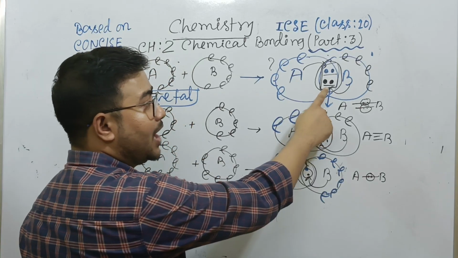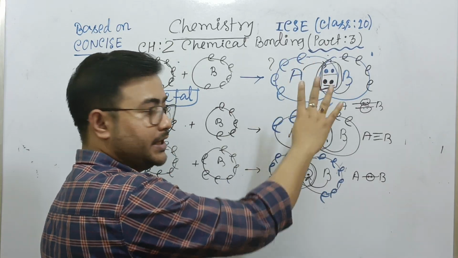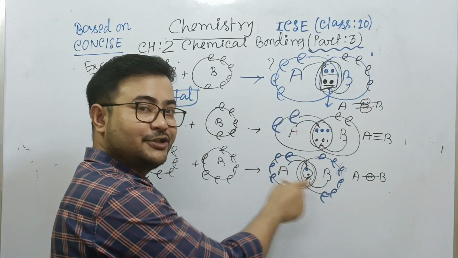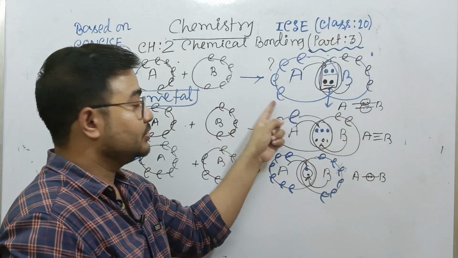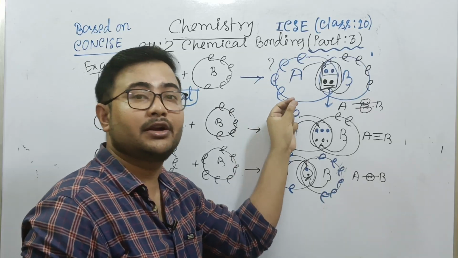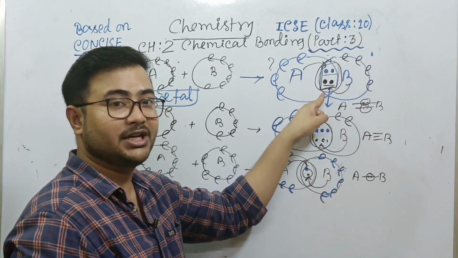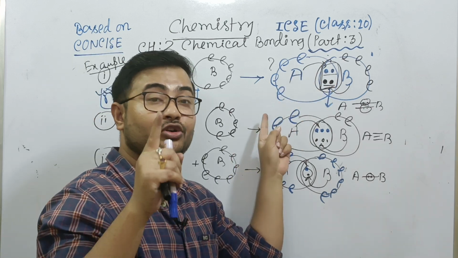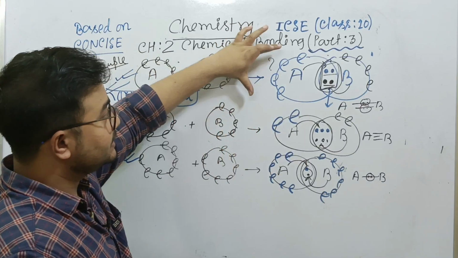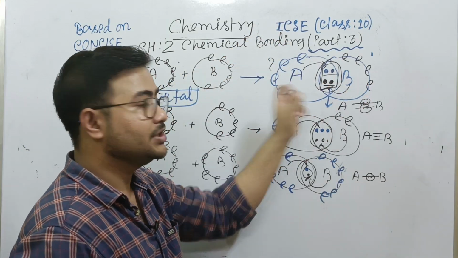Now tell me here how many shared pairs of electrons? 2 shared pairs, that is 4 electrons. Here how many shared pairs? 6 electrons, that is 3 pairs. Here 1 pair, that is 2 electrons. Are these other electrons shared pairs or not? No. They do not participate in bonding and are not in the common space. So what is the name of those electrons? Non-shared pair of electrons. Do you understand? This is the concept of chemistry. This 4 and this 4 are non-shared, and this is called the shared pair of electrons.